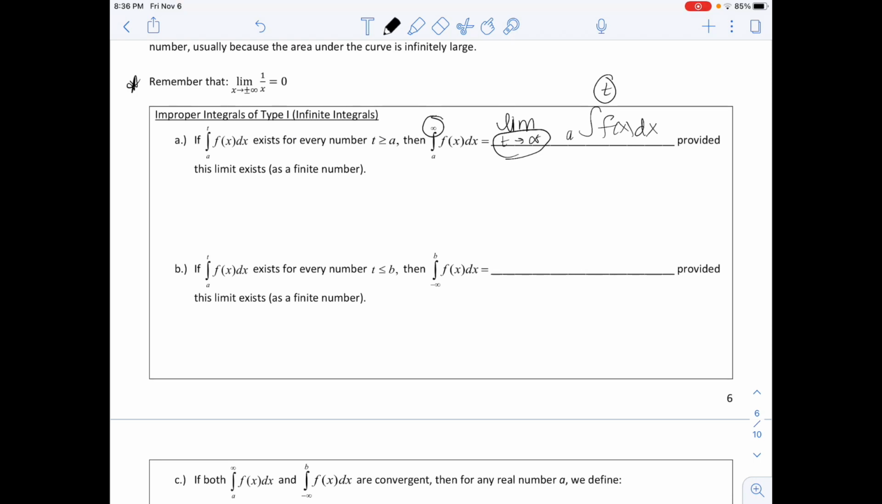Part B says if the integral from t to b of f of x dx exists for every number t less than b, then we can say that the integral from negative infinity to b of f of x dx is equal to the limit as t is approaching negative infinity this time. Since that is not a number, that is an expression for something very, very large, of the integral from t to b of our function integrated with respect to x, provided that the limit exists as a finite number.